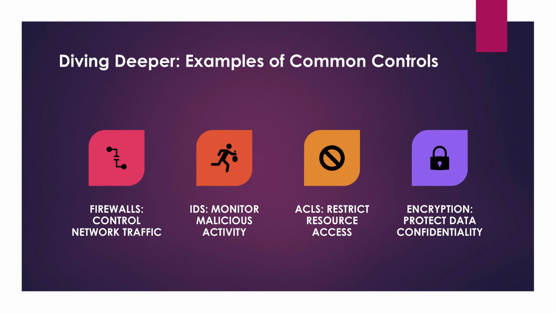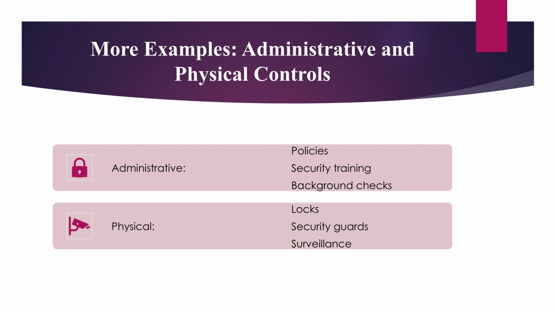Let's look at some common technical controls. Firewalls control network traffic. Intrusion detection systems, IDS, monitor for malicious activity. Access control lists, ACLs, restrict access to resources. And encryption protects data confidentiality. Administrative controls include security policies, mandatory security awareness training for employees, and background checks for personnel. Physical controls involve things like locks on doors, security guards, and surveillance systems.